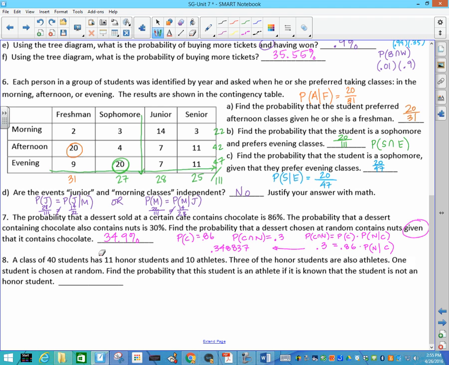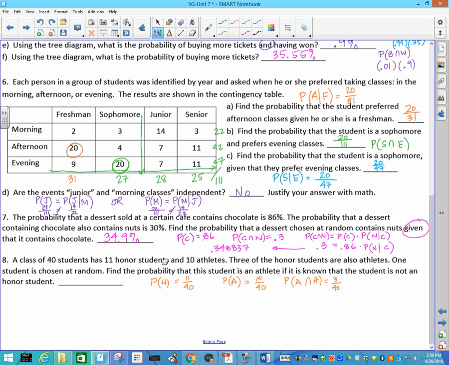A class of 40 students has 11 honor students and 10 athletes. 3 of the honor students are also athletes. 1 student is chosen at random. Find the probability this student is an athlete. So you can start off with the probability of honors is 11 over 40. And the probability of an athlete is 10 over 40. And the probability of honors and athlete is 3 out of 40.